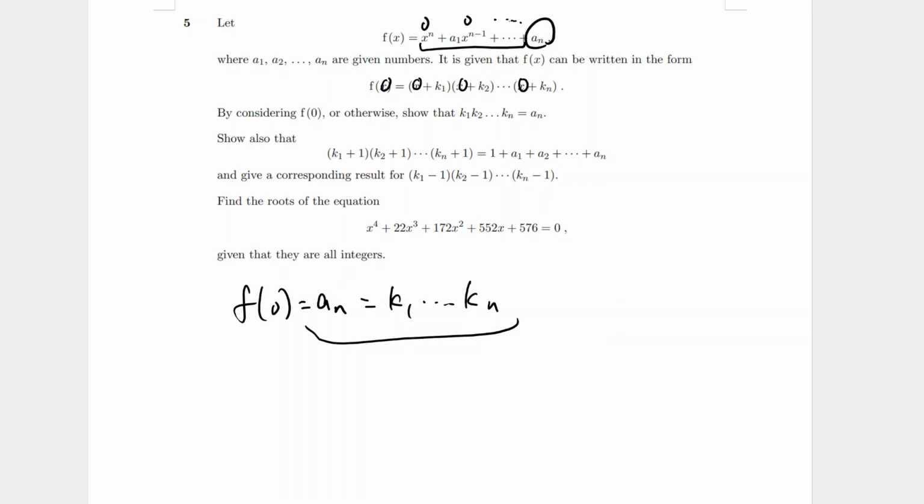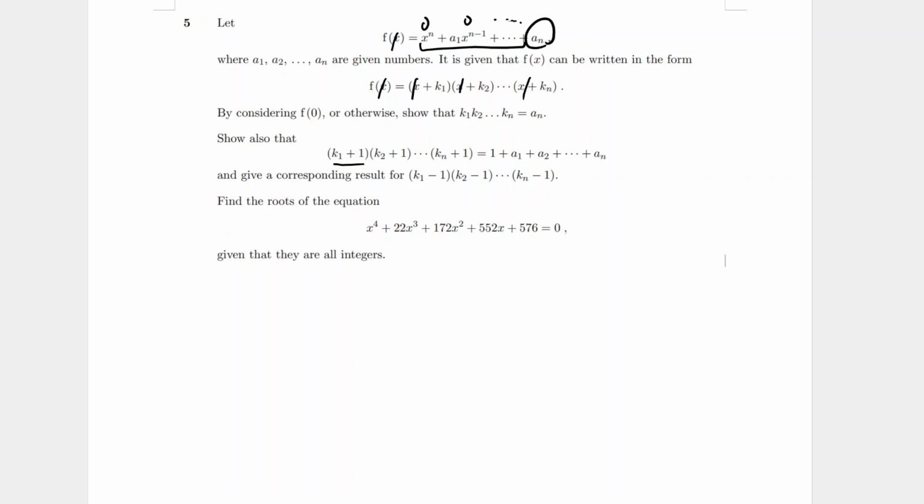Sweet. Now, how about the next part? Show also that (k1 plus 1), (k2 plus 1), and so on. This is also easy. For k1 plus 1, what should x be? You can see that x should be 1. So what is f(1)? It becomes 1 plus a1 plus a2 and so on, plus an. Make sure we know that. And then give a corresponding result for (k1 minus 1), (k2 minus 1).